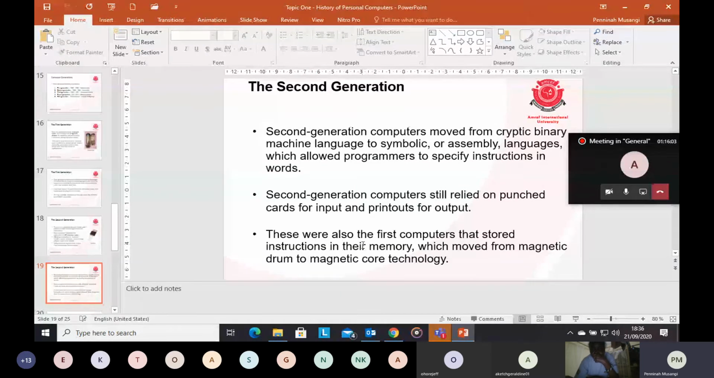Now, in terms of memory, we said that the first computers were using magnetic drums for storage of their instructions. Second generation instructions were stored in magnetic core technology. So we can see a development there in terms of memory.